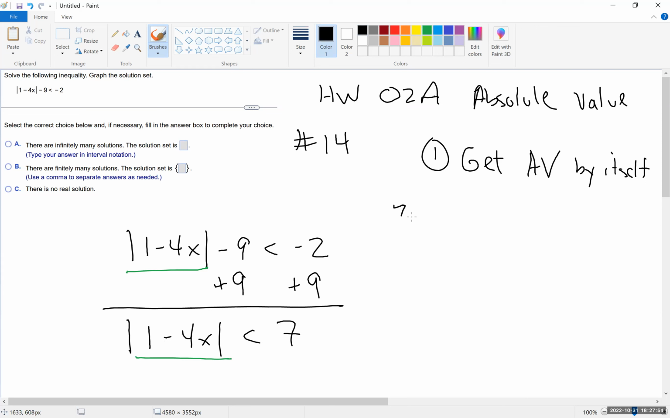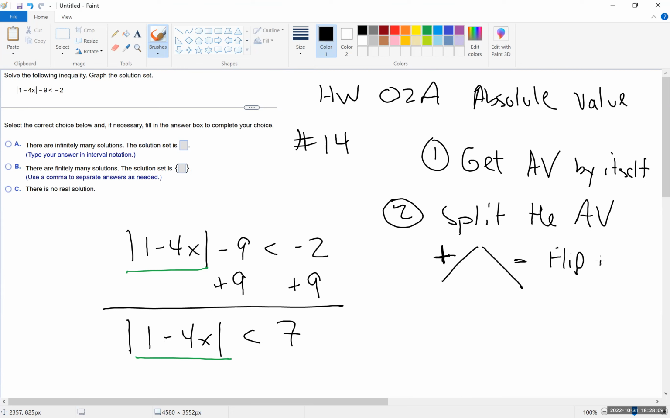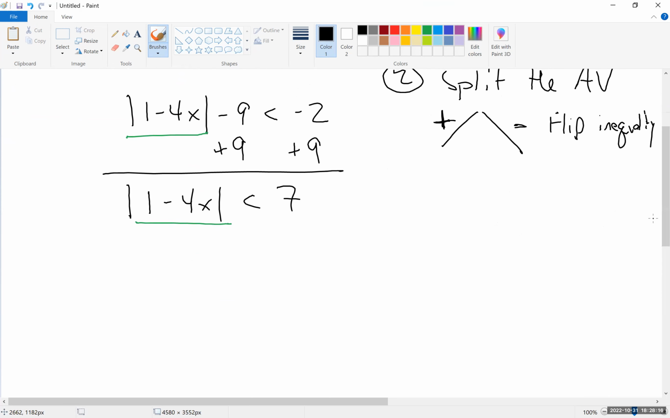And then the second thing we're going to do is split the absolute value up into a positive and a negative. When you do the negative side, you have to remember to flip the inequality. Okay. So here we go. I always split it up like this.